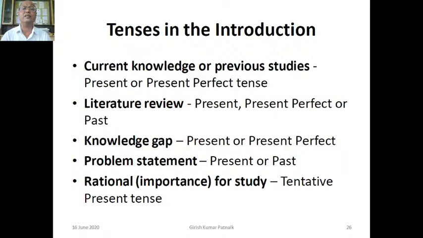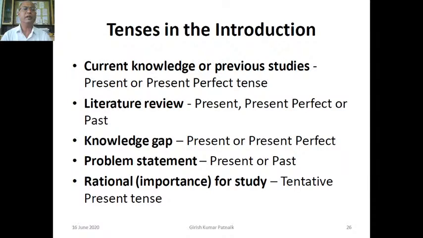The second paragraph is a literature review. Broadly, you can have one paragraph for the literature review, in a broad sense, in a nutshell. It is not necessary that it be very specific to your work. There, you will have to use the present, present perfect, or past tense. We will come up with the examples very soon, don't worry.